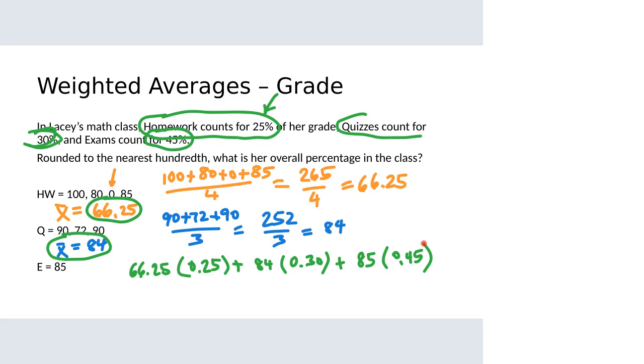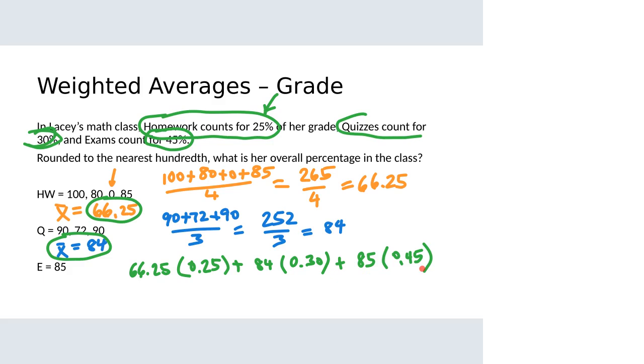Essentially what we've done here is, this is the mean for that category multiplied by its weight. And now all we need to do is simplify this, and we'll have Lacey's overall percentage.